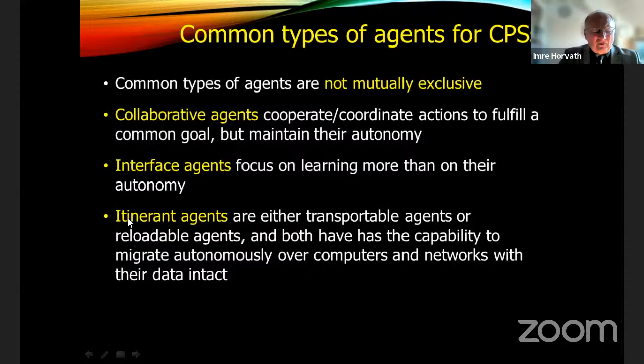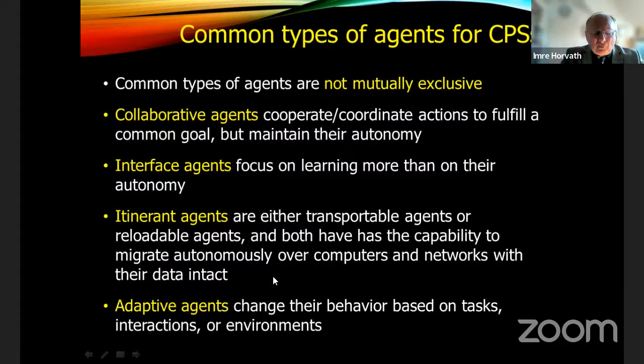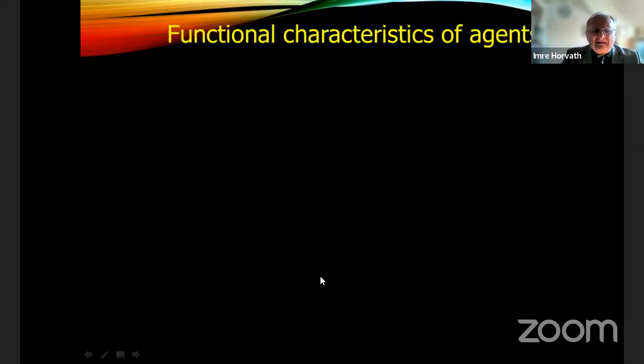Then we can talk about itinerant agents, which are either transportable agents or reloadable agents, and both have the capability to migrate autonomously over computers and networks with their data intact, so they can take their data with them. And the last one I want to mention here is adaptive agents, which change their behavior based on task, interaction, or the dynamic changes of the environment.